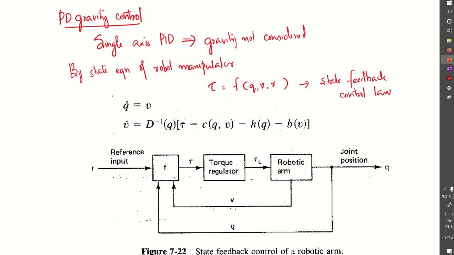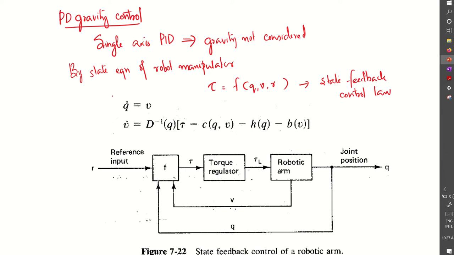In the last class we discussed the single axis PID controller, which is the proportional integral derivative controller. Here the integral control part is not there, therefore it is a proportional derivative controller. The disadvantage of the single axis PID controller was that gravity was not considered. In this case, PD gravity control, we are considering gravity, so the effect of gravity on robot joint motion.